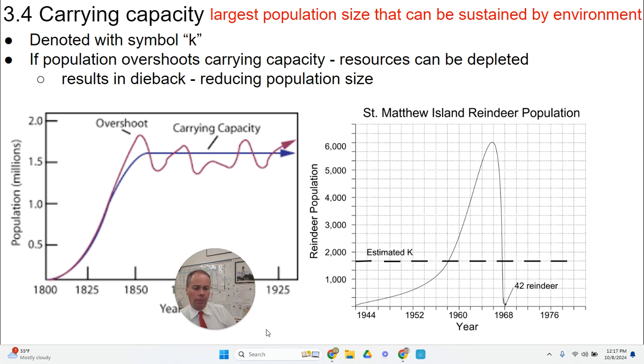So we see here a population expanding well beyond the carrying capacity and then the subsequent die-off. The estimated carrying capacity for St. Matthew Island was somewhere around 1,300 or 1,500. But obviously conditions in those difficult winters caused the population to completely crash and die off.